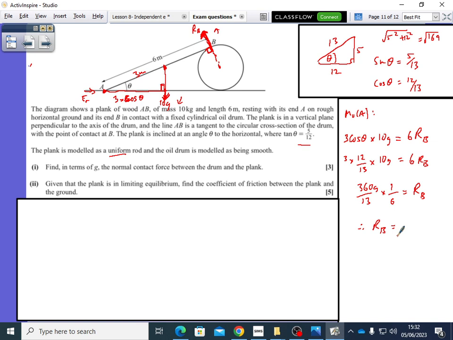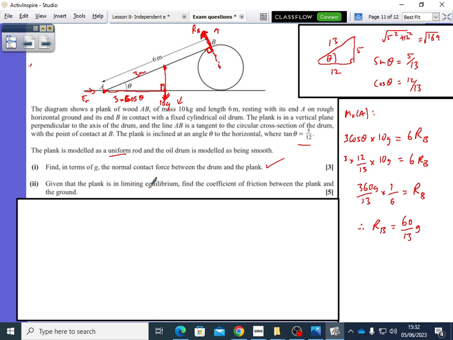360 over 13 multiplied by 16, and you'll get 60 over 13 g. So that's the force that's being pushed out that way. Okay, so we're done with that. B marks, easy stuff. Next one.